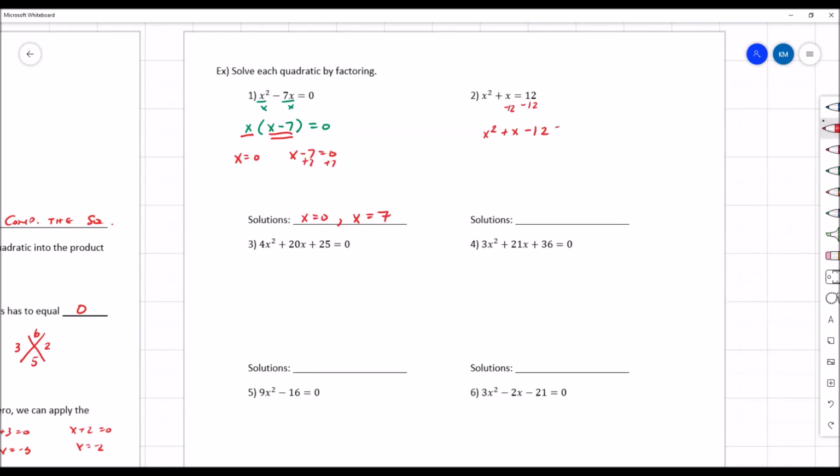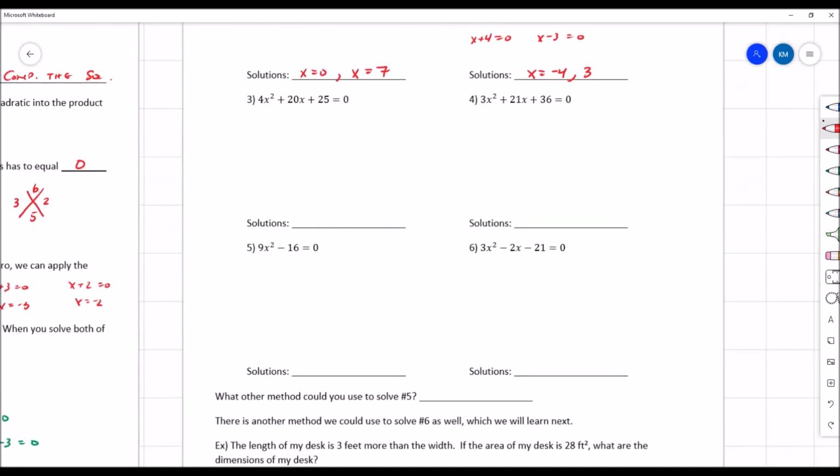Equals 0. So now we can use our x, find 2 numbers that add to give us 1 and multiply to give us negative 12, and those numbers are 4 and negative 3. So x plus 4, x minus 3 equals 0. And then we just solve both equations. Either x plus 4 equals 0 or x minus 3 equals 0. And so x will equal negative 4 and 3.